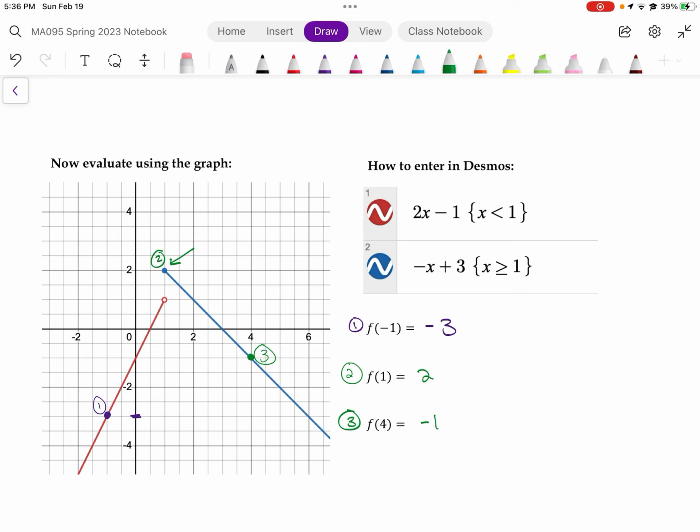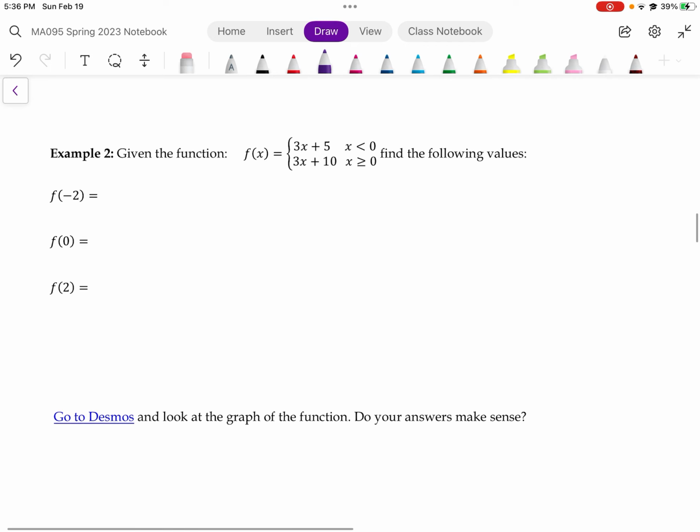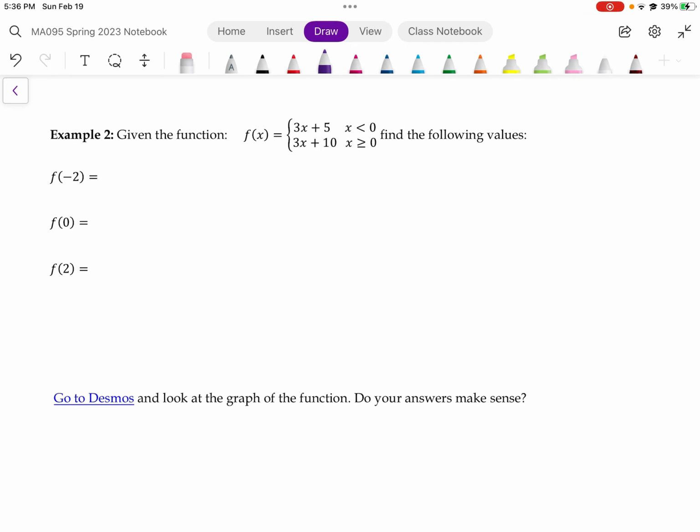Now I wanted to show you also how to enter it into Desmos, and this is how we do it right here. So you're going to say f of x equals, and here's your equation. Well, I'll stick with my color scheme. Here's your equation right here. When x is less than 1, you use these curved brackets. Okay? And you're going to use inequality notation. All right, so moving on. Pause the video and see what you can do with that.